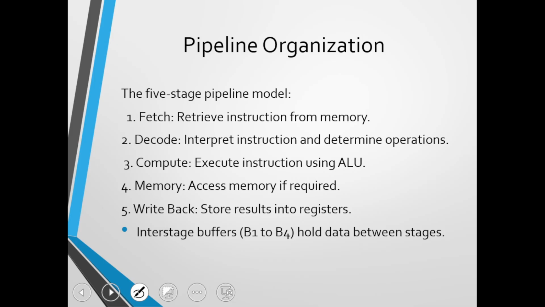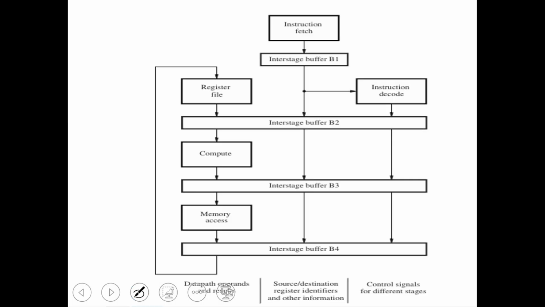Once access is granted for reading or writing, in case of writing, it is written back into the registers. In the five stage pipeline model, between each of these stages there are interstage buffers called B1, B2, B3, and B4, which hold the data between stages, because we need a buffer so that when a new instruction comes, it will be stored in the buffer and will be in wait state till one of the instructions completes and moves on to the next stage. Okay, so now let us see the diagram.